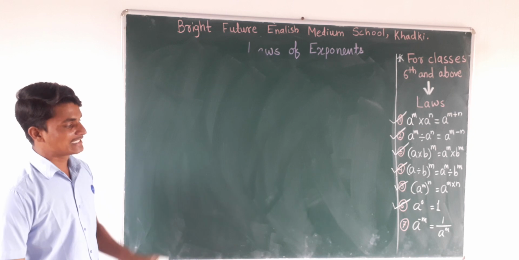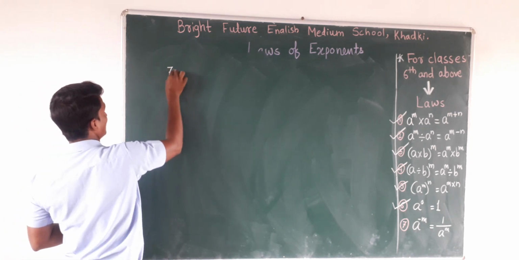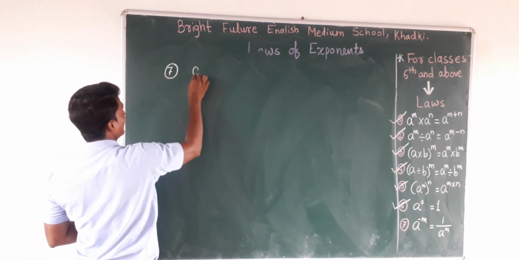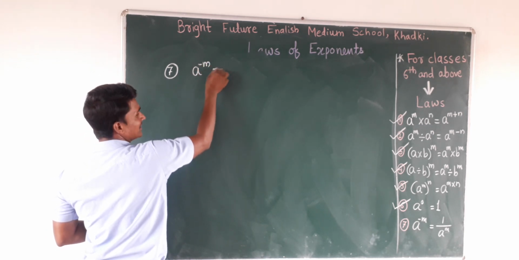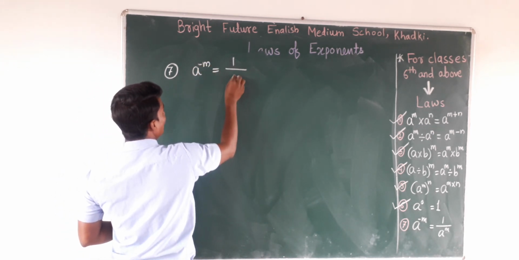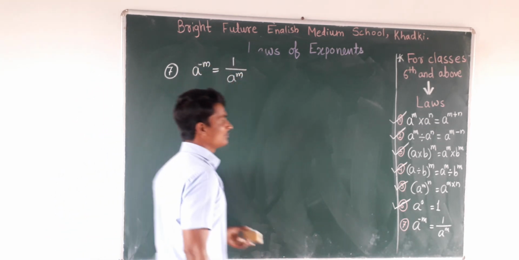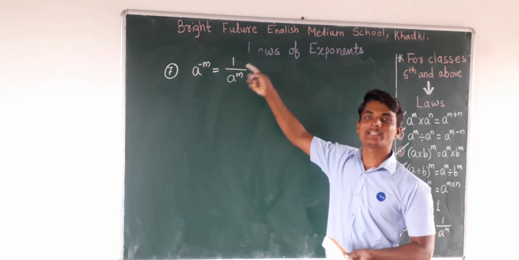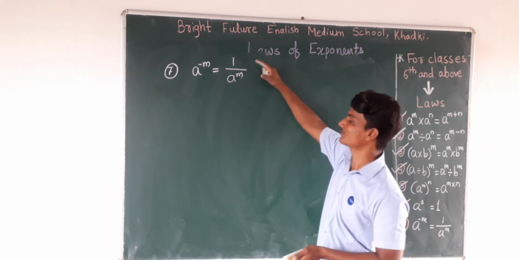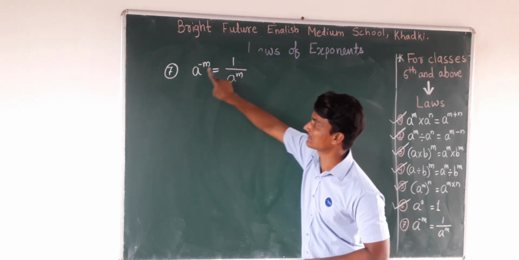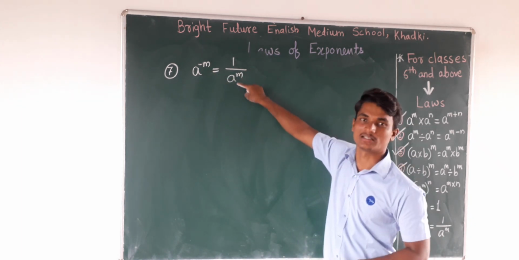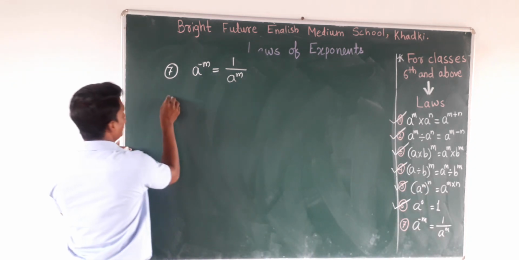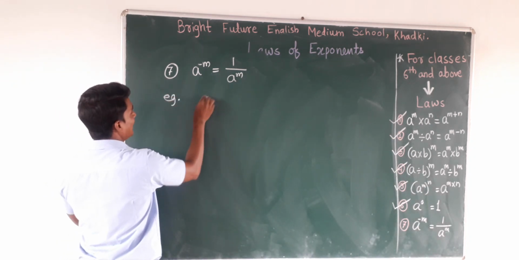Okay, now we will see rule number 7. Rule number 7 is that a raised to minus m is equal to 1 upon a raised to m. That means what? If any number has a negative power, that power we can change as a positive power. Just we have to shift that number to the denominator. That means what? Example of it is a.